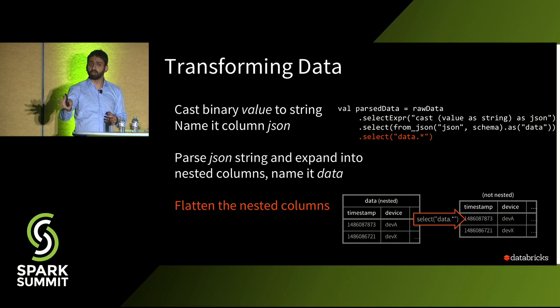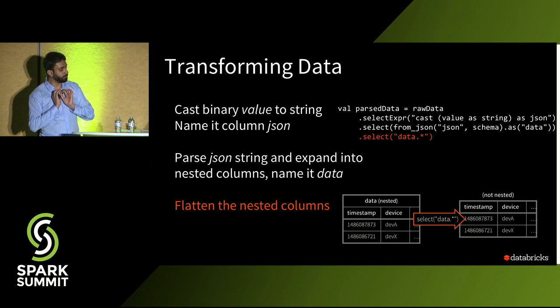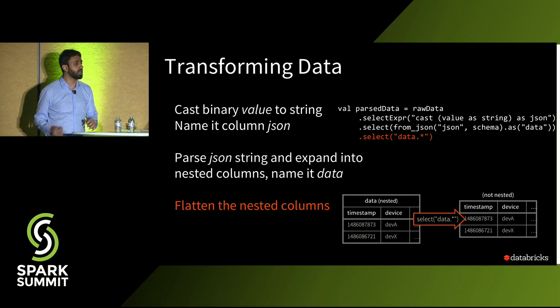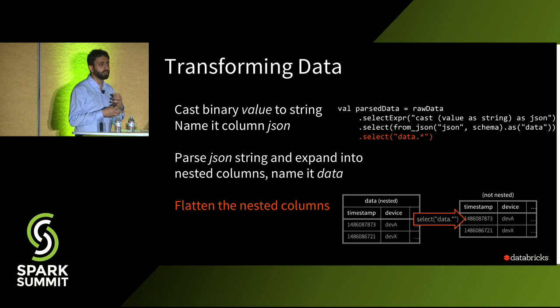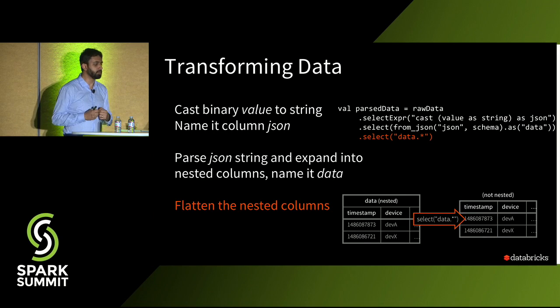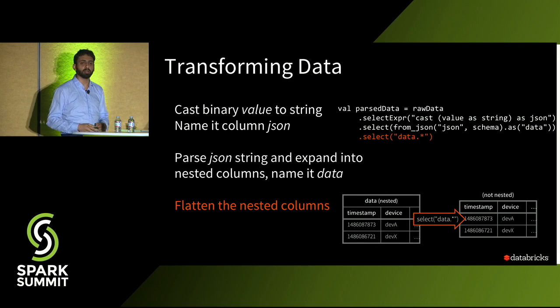But for now, I don't want to do more complex operations. All I want to do is ultimately save to a Parquet format. It's a very basic ETL. But to further simplify future operations, I don't want to keep it nested. I just want to flatten it out so that in future, I don't have to write very deep column names. Flattening it out is very easy. You just say data.star, and all the sub-columns will get flattened out into distinct columns.